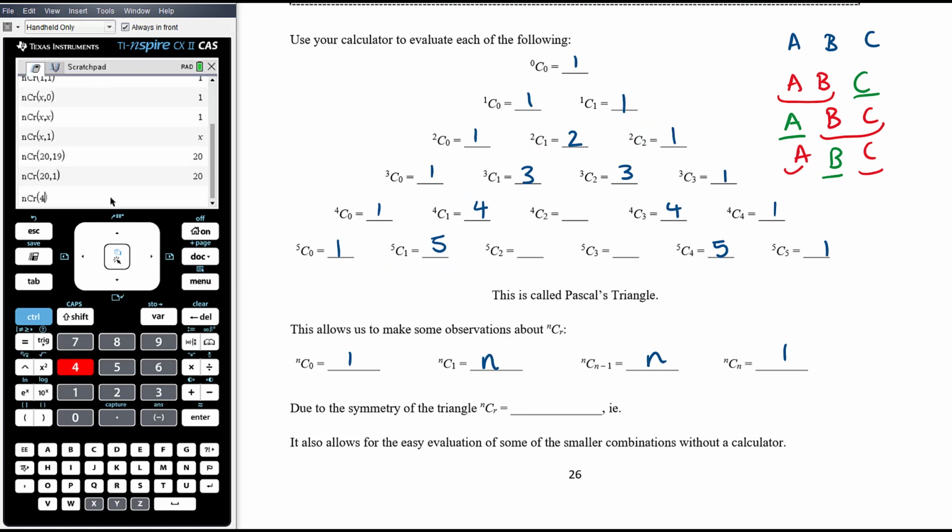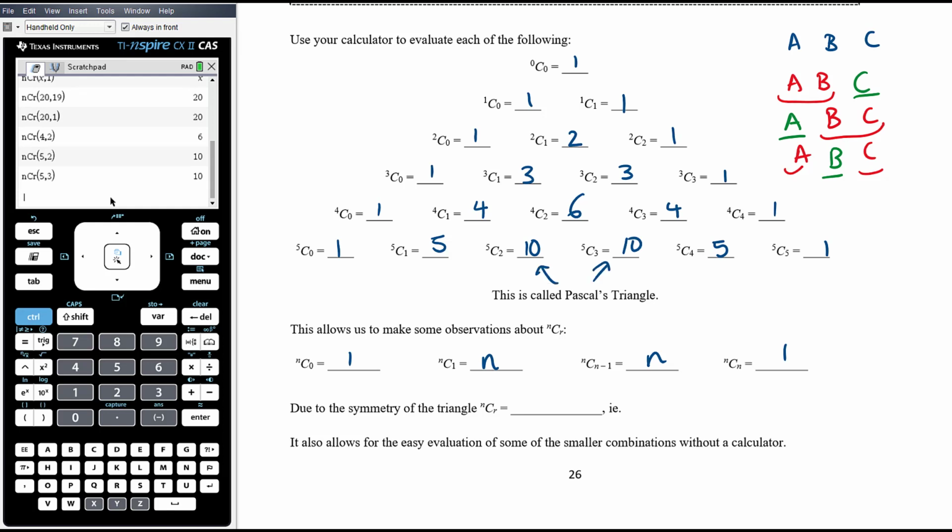Menu 5.3, 4 choose 2 is 6. Menu 5.3, 5 choose 2 is 10. 5 choose 3 should also be 10, because again, these are the same question.